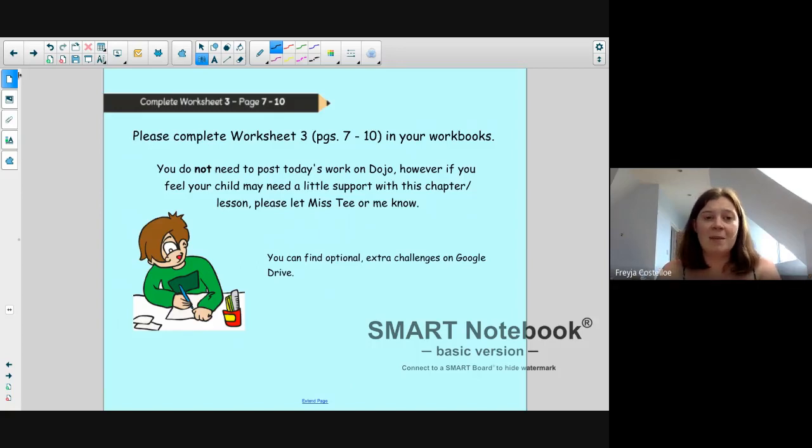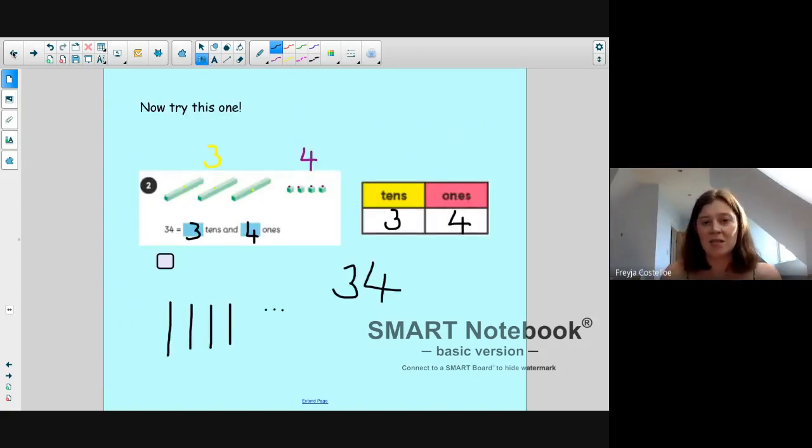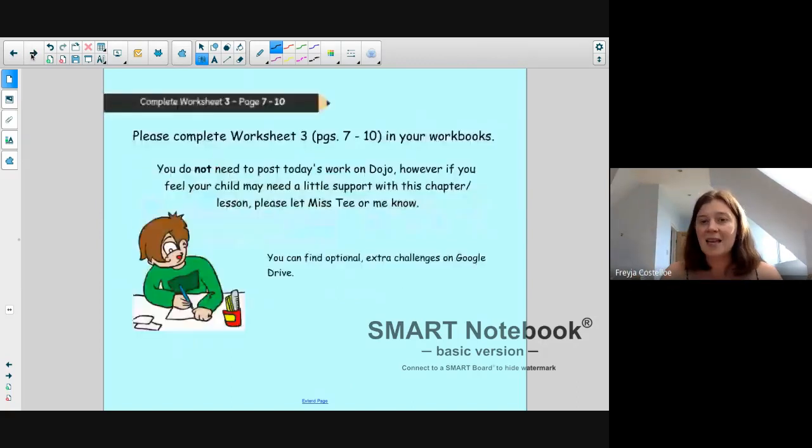Can you please complete worksheet 3 today? It's pages 7 to 10 in your workbooks. It's quite a long 4 pages of work, but some of it is exactly the same as we have just been doing here with counting the tens and putting them into your place value chart. And then it gets a little bit more complicated. So you have to make sure that you read carefully what you need to do. And make sure that you are using your brain.